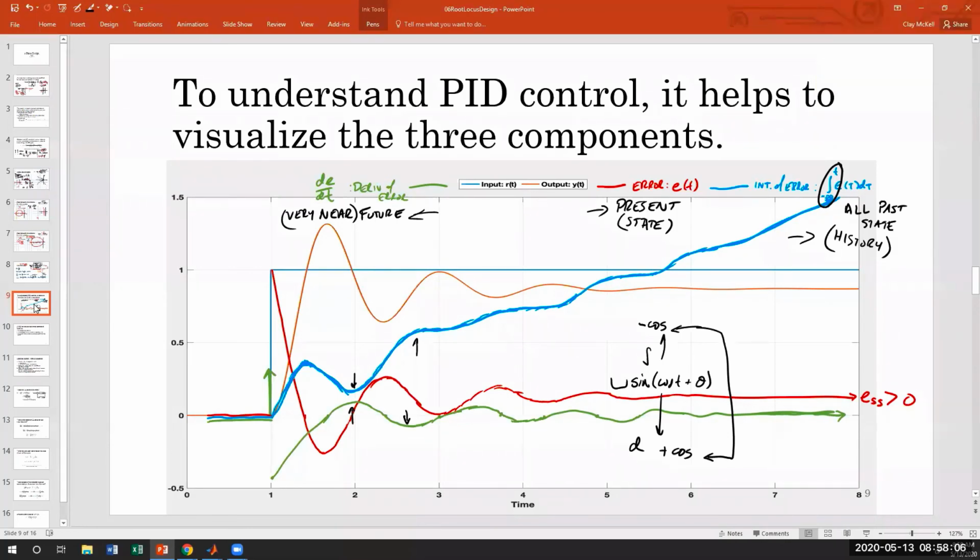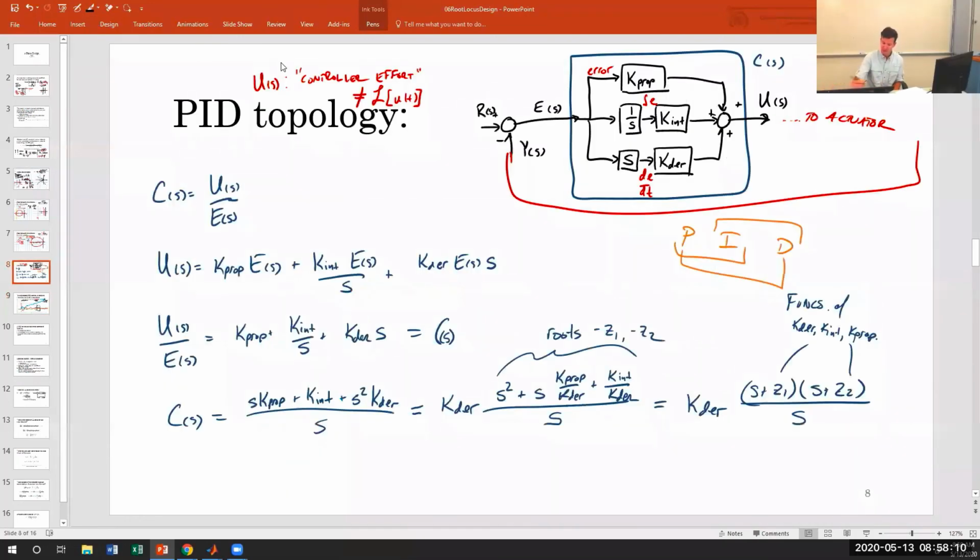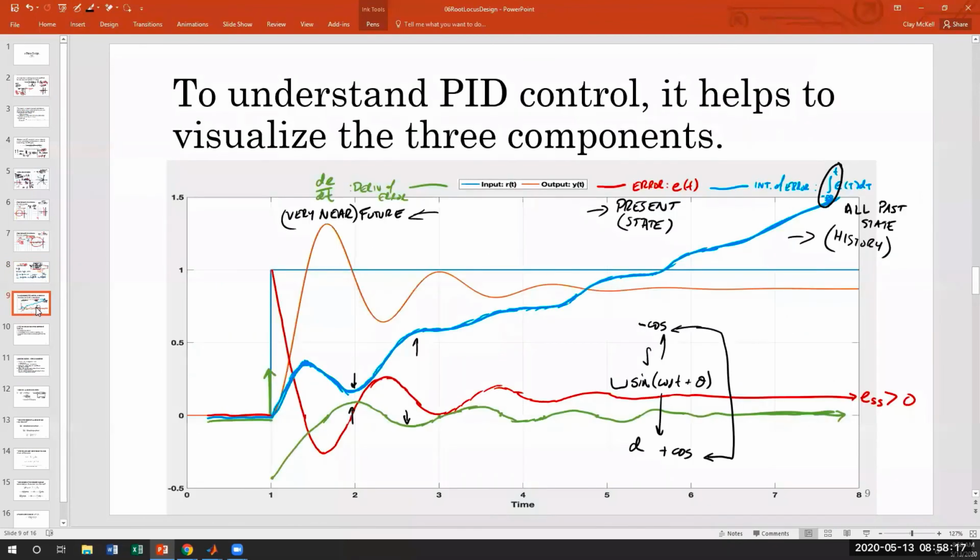Where is the plant in the PID? We haven't described it. It's down here somewhere. Okay. Sorry. Yeah, go ahead.